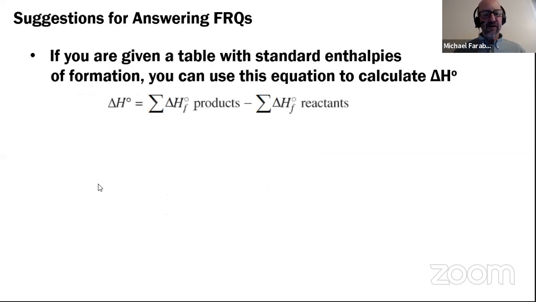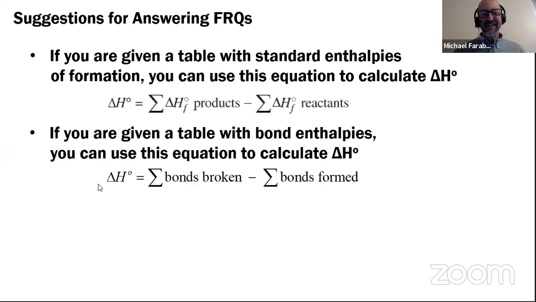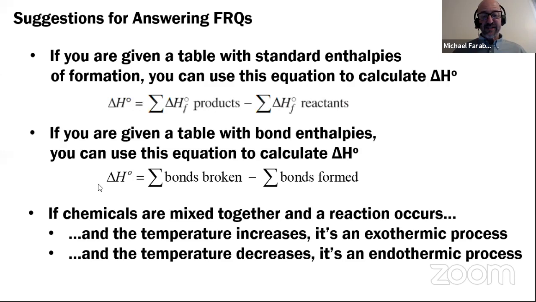I mentioned this earlier. If you are given a table with standard enthalpies of formation, you can go products minus reactants. But if you are given a table with bond enthalpies, it's bonds broken minus bonds formed. If you mix chemicals together and a reaction occurs and the temperature increases, it's exothermic. If the temperature decreases, it's endothermic. That's when the temperature change happens all by itself, not with a hot plate or a Bunsen burner. Just the temperature rises on its own or falls all by itself.